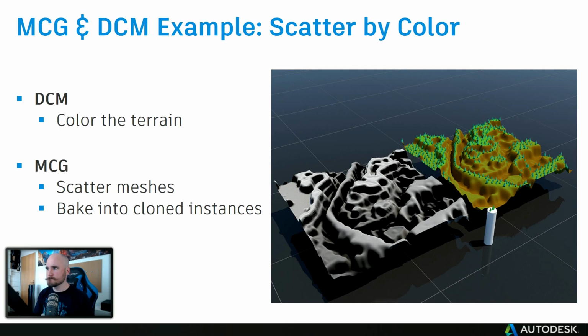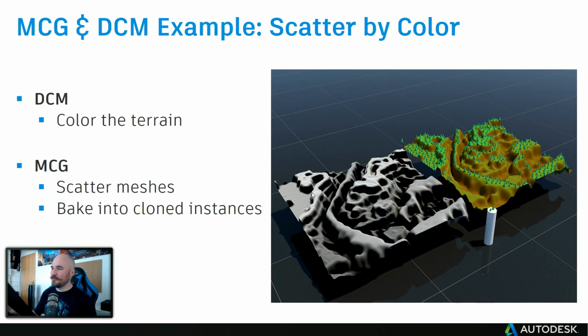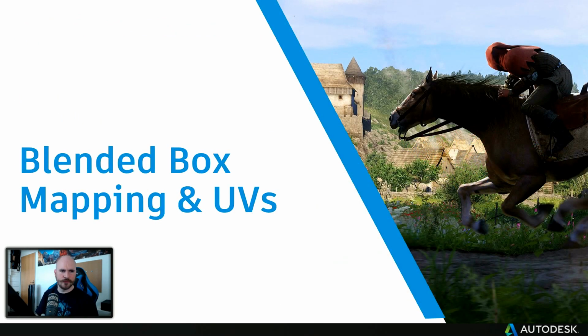So yeah, that was the MCG, or this is another example of using MCG in conjunction with the data channel modifier. So we are using the DCM to define colors. And remember where I've scattered stuff on a landscape based on the radiosity amounts. That's the same idea here. So we are just picking the green color amount based on the data channel modifier output, and we're using those green vertex colors in order to scatter trees on the landscape. So it's a very, very versatile tool, as I said.